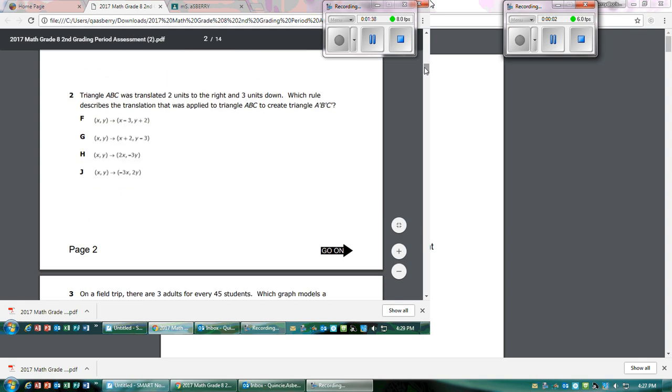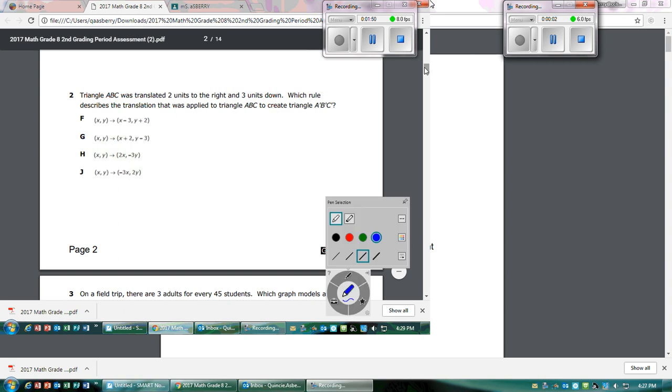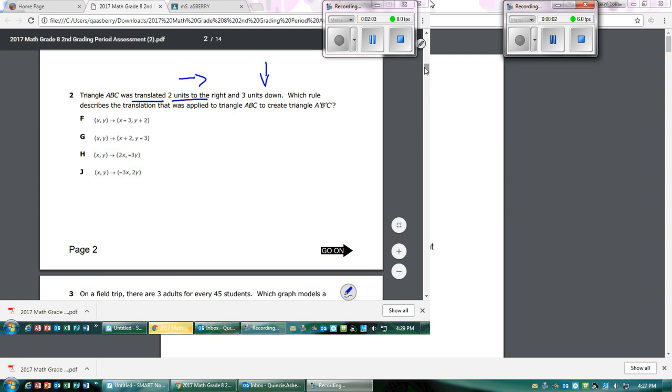Triangle ABC was translated 2 units to the right and 3 units down. Which rule describes the translation that was applied to triangle ABC to create triangle A'B'C'? Now it's a translation. That means my object is just going to move 2 units to the right and 3 units down. You're just shifting your object left or right, up or down. Remember, right or left is talking about your x-axis. If I go to the right, I'm going plus. If I go to the left, I'm going negative. Up or down is talking about your y-axis. If I go up, you're going positive. If I go down, you're going negative.